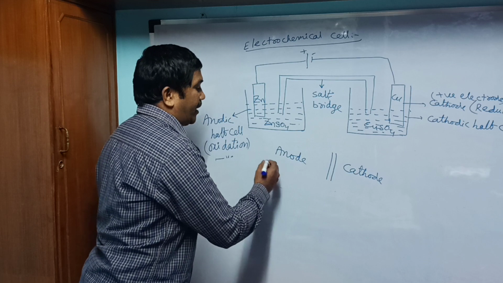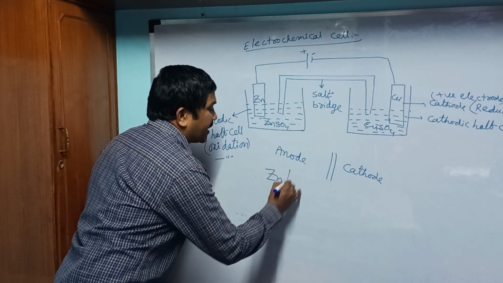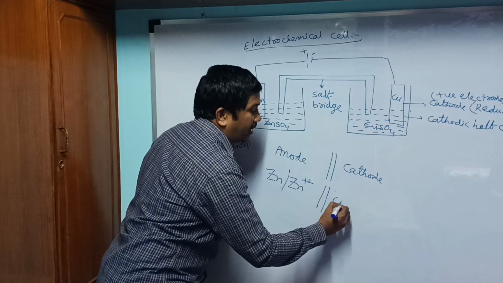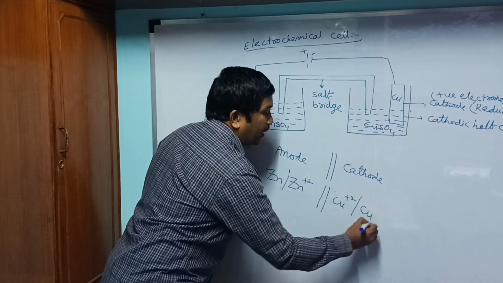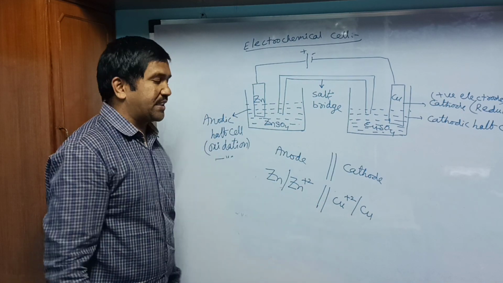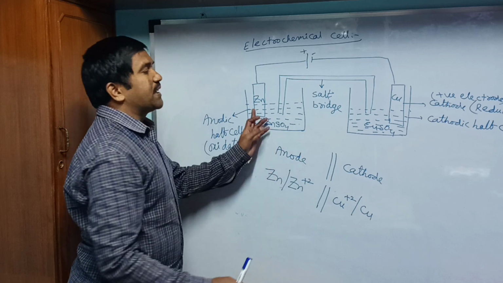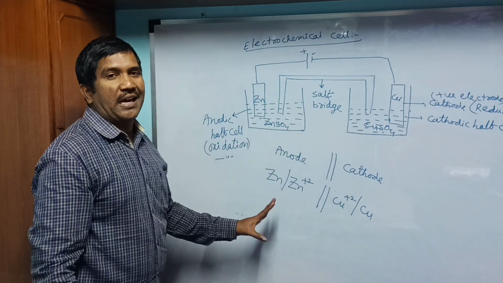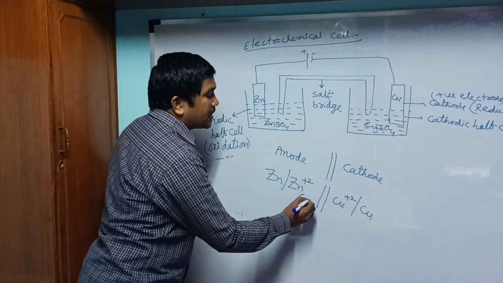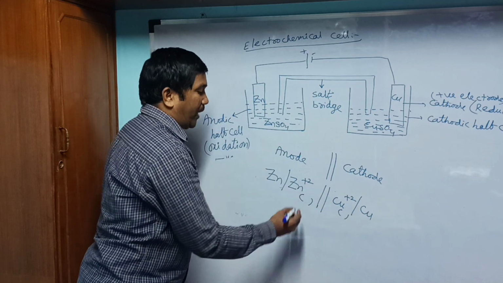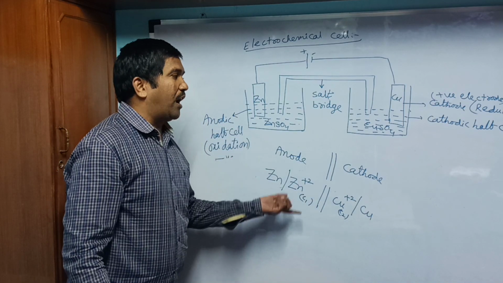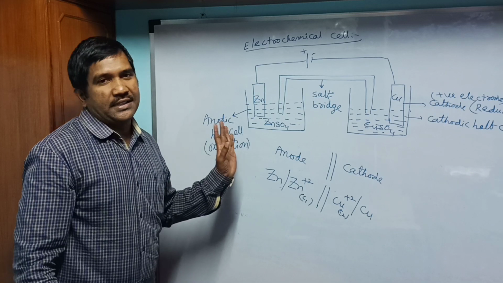In the anodic half reaction, the metal converts into metal ion, and in the cathodic half reaction, the metal ion converts into metal. Those are separated with a single vertical line. Next, if any concentration is given, those concentrations are written in brackets below the ions or electrolyte, here C1 and C2. This is the representation of electrochemical cells.